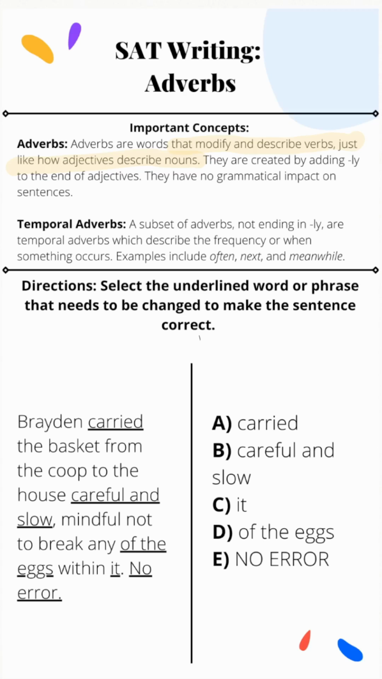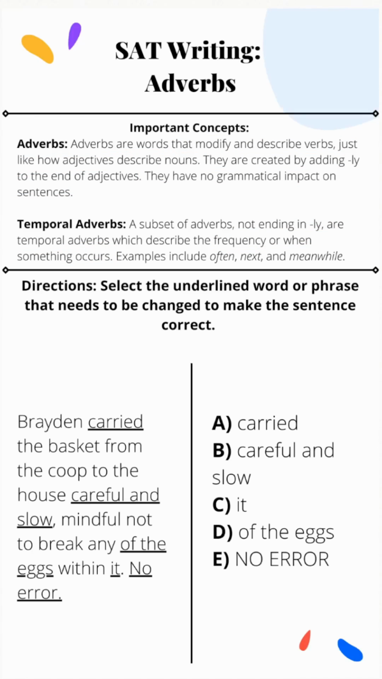They're commonly created by adding ly to the end of adjectives, and they also have no grammatical impact on sentences, which we'll talk about in a bit. Now there also come temporal adverbs, which are a little bit different. They're a subset of adverbs that do not end in ly, and they describe the frequency of something or when something occurs. So temporal, they relate to time. That includes things like often, next, meanwhile, now, etc.